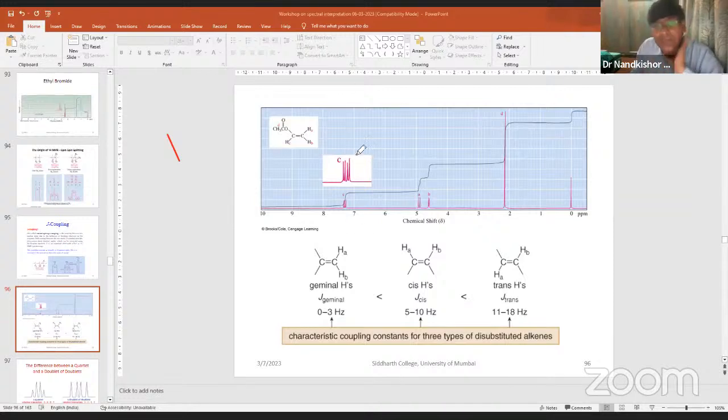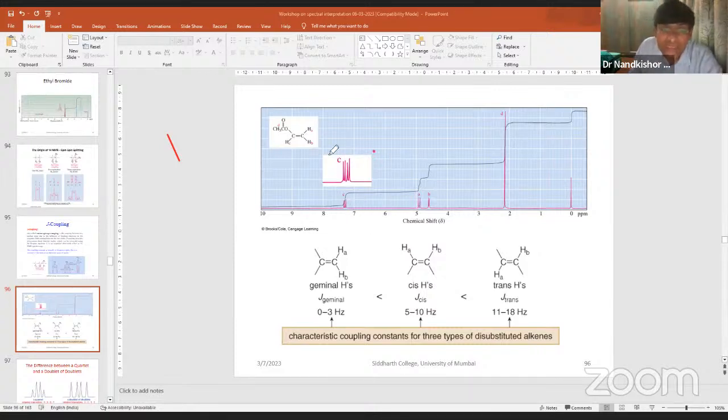Now look here, this C is split as a doublet of doublet. How? This C will couple with this B as a cis coupling, and with this as a trans coupling. So this will be considered a doublet of doublet. Now this HA will couple with this, and this HC will couple too. So this will also give you a doublet of doublet, and this is also a doublet of doublet. So all these peaks are considered to be a doublet of doublet.